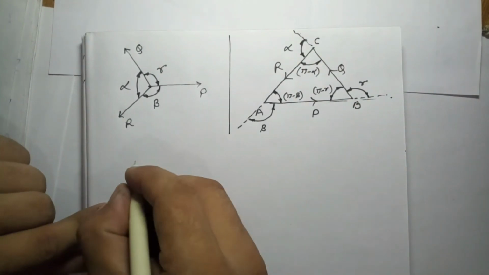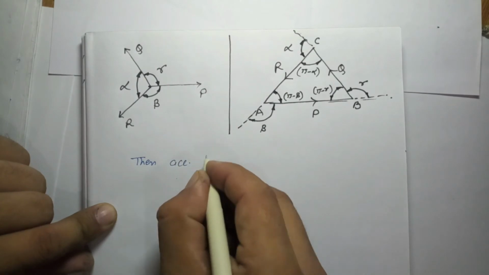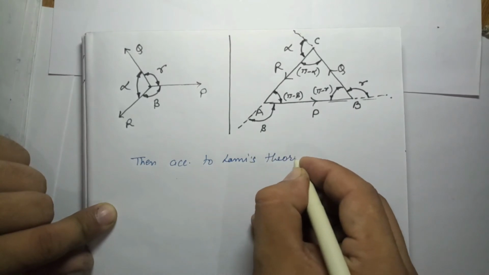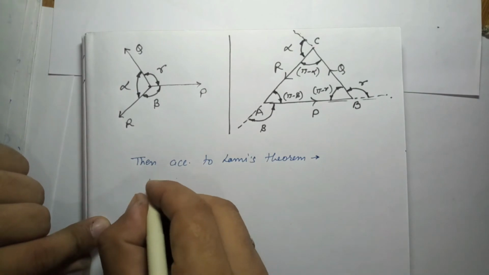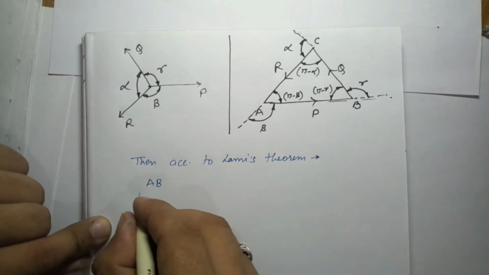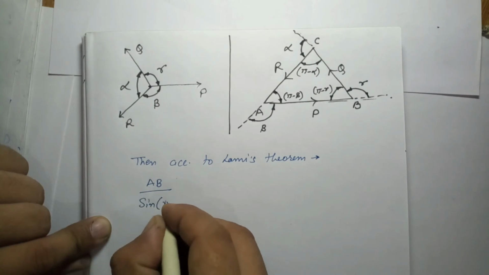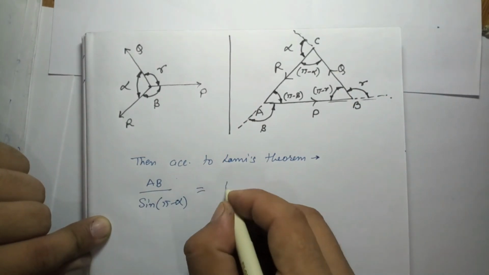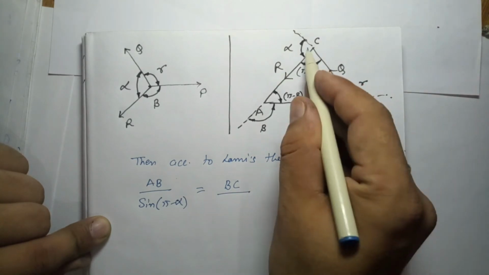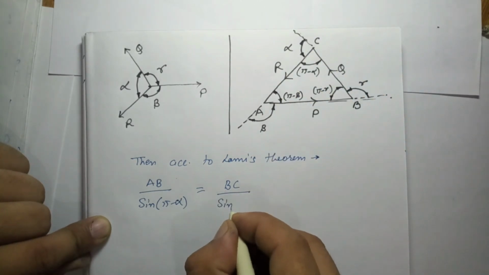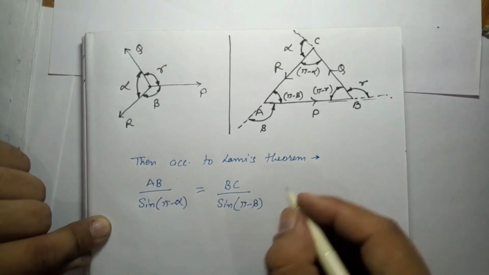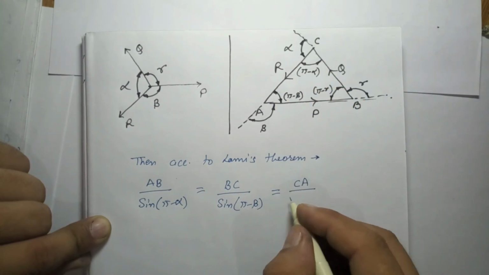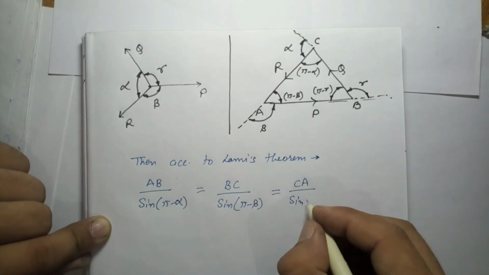Now according to Lami's theorem, we can say that side AB upon the sine of the opposite angle, pi minus alpha, will be equal to BC upon the sine of its opposite angle, pi minus beta, and that will be equal to the remaining side CA upon the sine of the opposite angle, that is pi minus gamma, right?